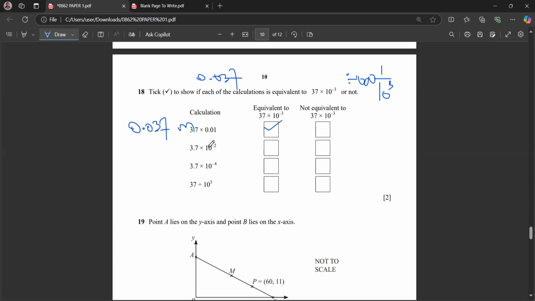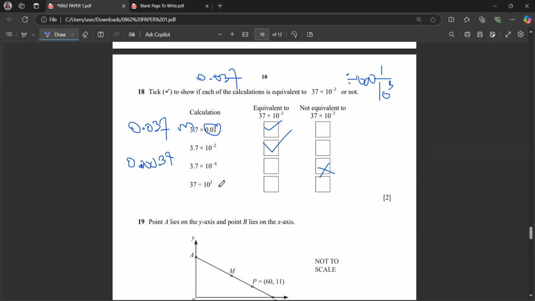Now 3.7 into 10 raised to minus 2. 0.01 is actually 10 raised to minus 2. So this is also equivalent. 3.7 into 10 raised to minus 4. See, 3.7 into 10 raised to minus 2 is equivalent. So obviously 3.7 into 10 raised to another power won't be the same, isn't it? So not equivalent. Or even if you want to convert it, this will be 0.0037.